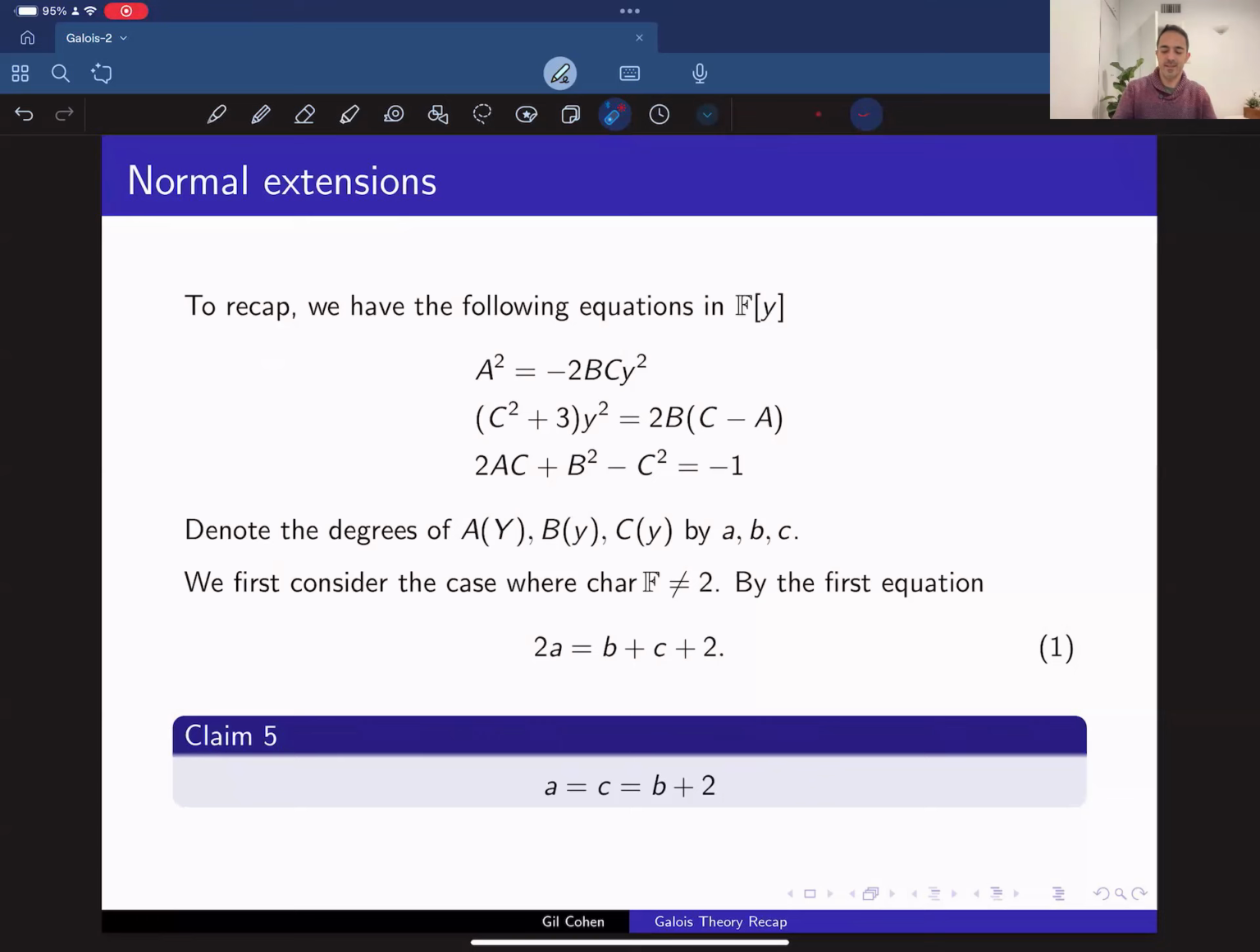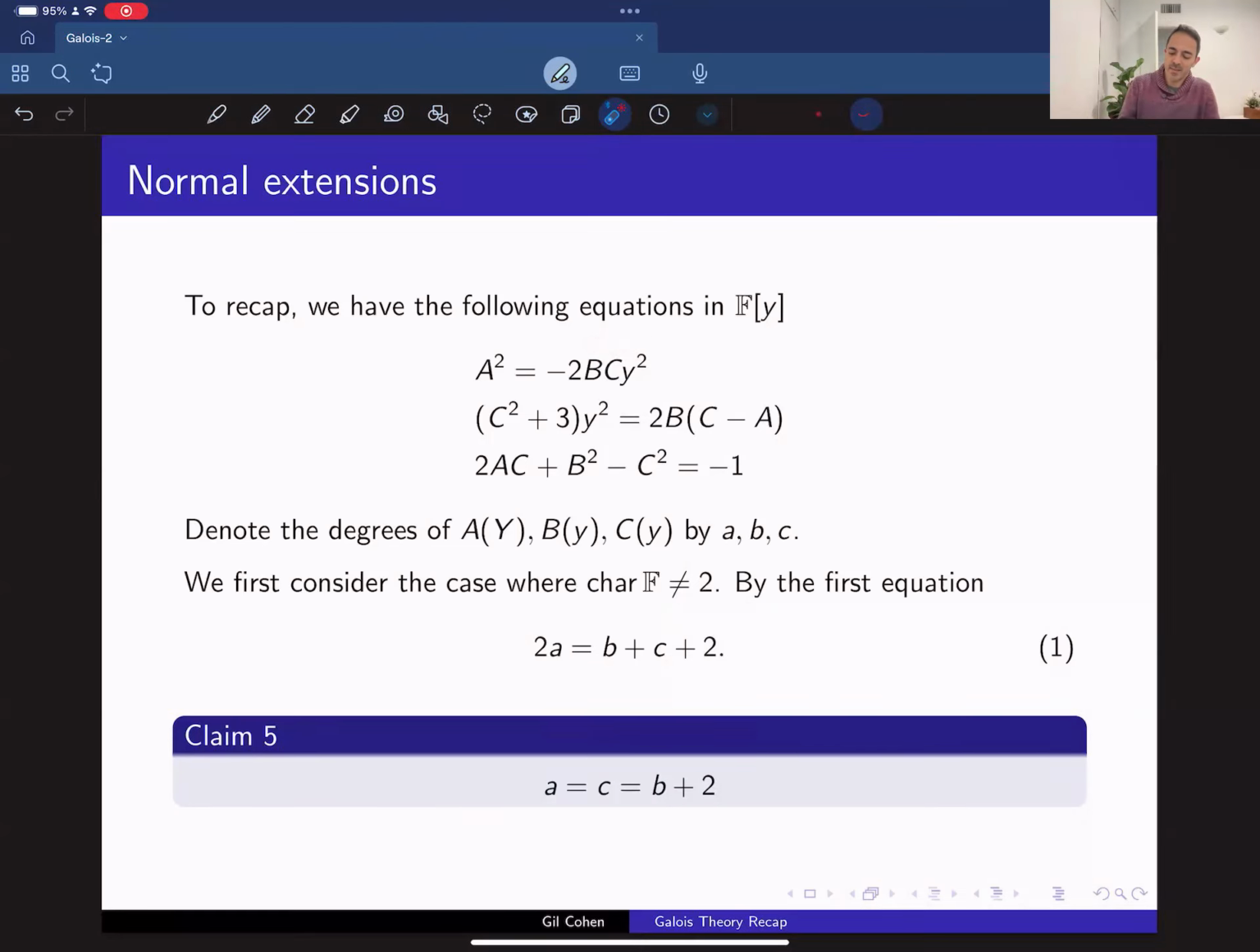And now that I know that they are polynomials, the way I decided to go forward is to look at the degrees. So let's denote by little a, little b, and little c the degrees of capital A, capital M, and capital C. And again, I'm assuming the characteristic is non-zero. It's not 2. So by the first equation, twice the degree of A, namely 2a, is the degree of this thing, which again, because the characteristic is not 2, this 2 doesn't kill this expression. So the degree here is b plus c plus 2. Right? So we know that 2a is b plus c plus 2.